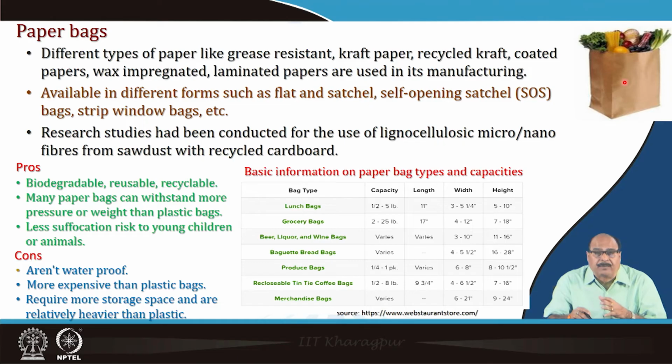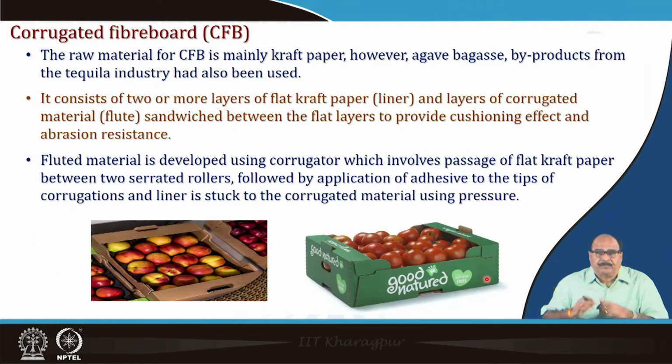Here in this table, I have tried to give you basic information on paper bag types and capacities, the different types of paper bags available in the market, which are used for carrying or packing various fruits, vegetables, etc., and other materials like lunch bags, grocery bags, beer, liquor or wine bags, bread bags, produce bags, reclosable tin tie coffee bags, or merchandise bags, etc. And for each capacity, what is normally the length, width, and height of these bags. These data are given here in the table, taken from the literature. You can see it. Okay.